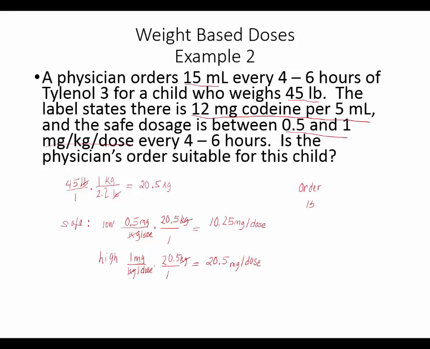So the order is 15 milliliters, but I need to know how much medication is in that. And so I'm going to use the strength of the medication. It told me in the problem there are 12 milligrams per 5 milliliters. And so that'll allow me to convert what was ordered over to the same label that I have with my safe range. So do the math here. 15 times 12 divided by 5, and I come out with 36 milligrams of the medication in the order.